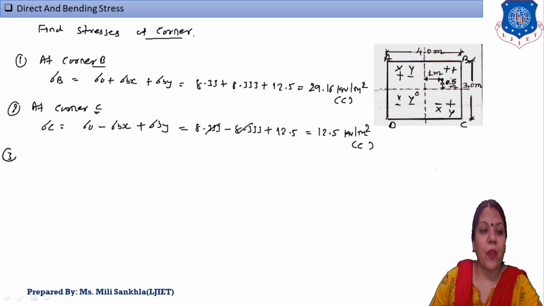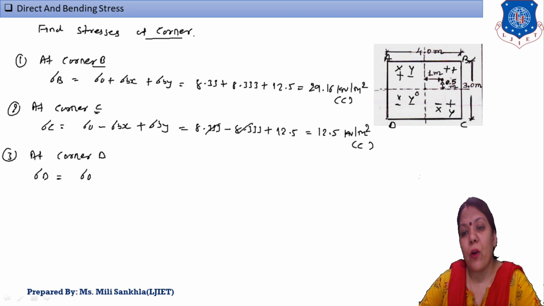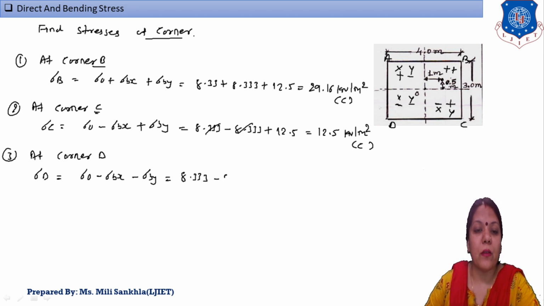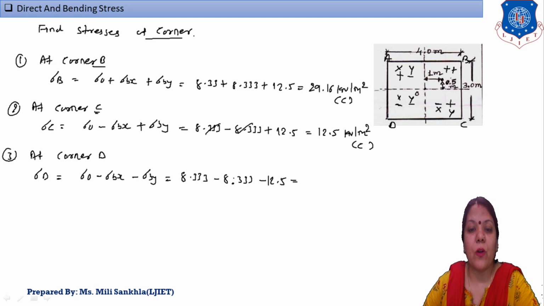Now third one, at corner D. Now sigma D is equal to sigma 0. At corner D both values are minus, so minus sigma Bx and minus sigma By. Now one by one: 8.333 minus, 8.333 minus, 12.5 is equal to minus 12.5 kilonewton per meter square.